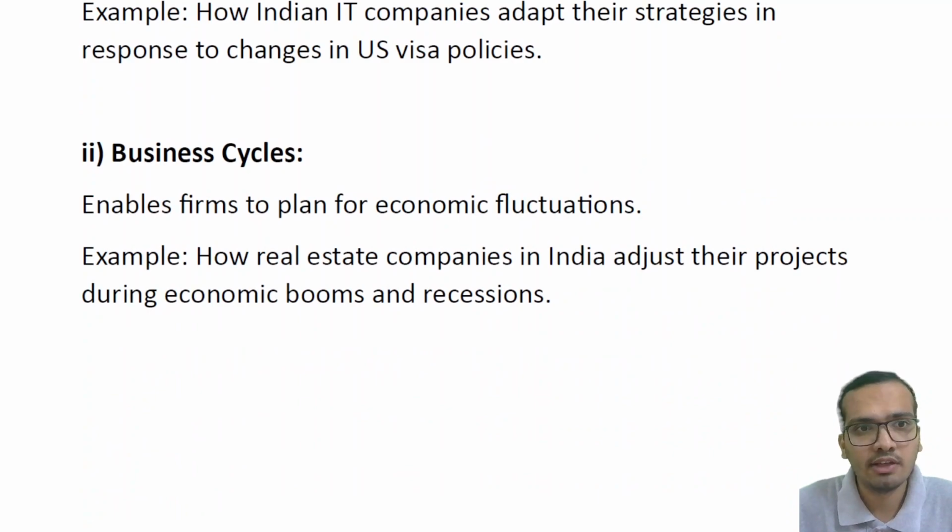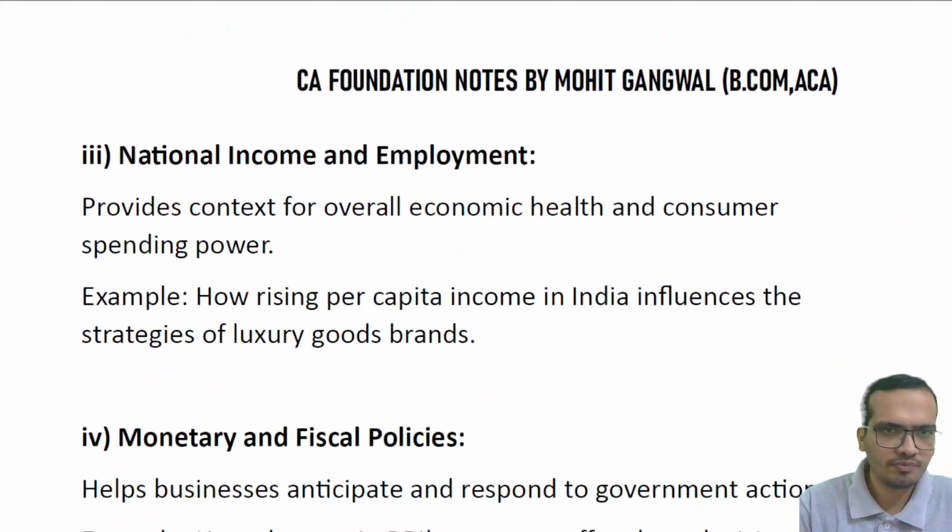Secondly, business cycles. It enables firms to plan for economic fluctuations. Example could be how real estate companies in India adjust their projects during economic boom and recession. So during an economic boom, where everyone has money to spend, the prices will be a little higher, and during the recession phase, since the money to spend will be lower, the prices will be on the lower end.